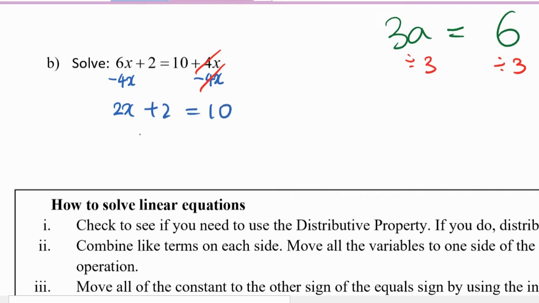So x is not isolated yet. To isolate x, we have to isolate the term with x. So we're going to subtract 2, and I have 2x equals 8. Then x will be 4, because you're dividing both sides by 2.